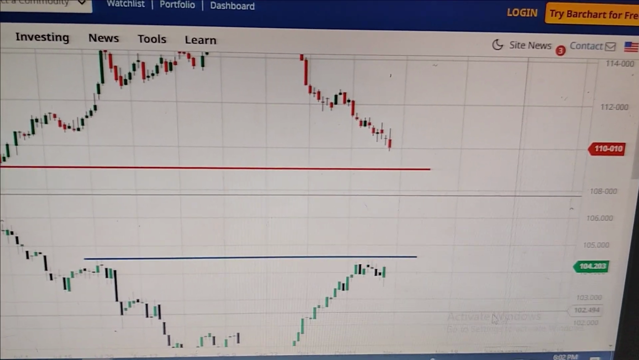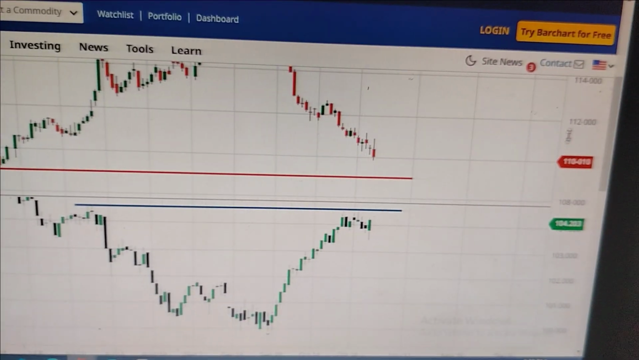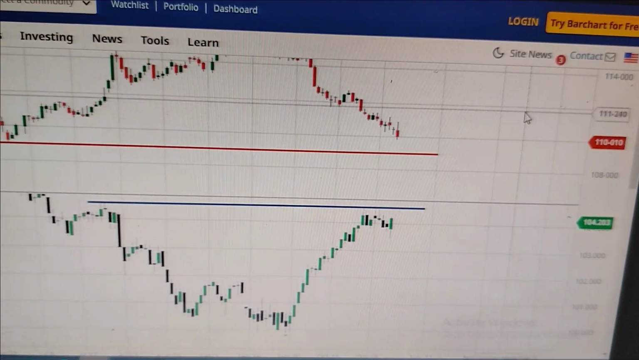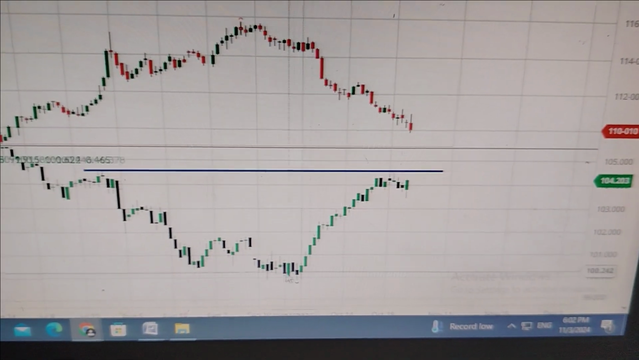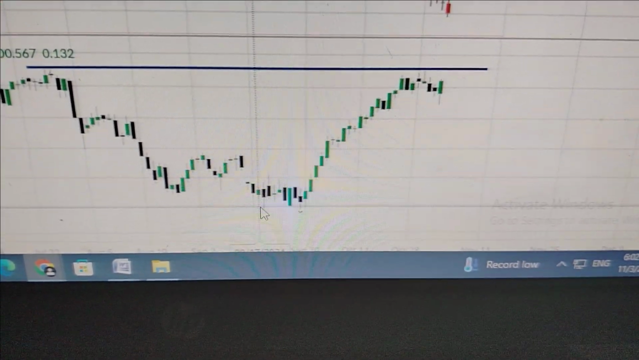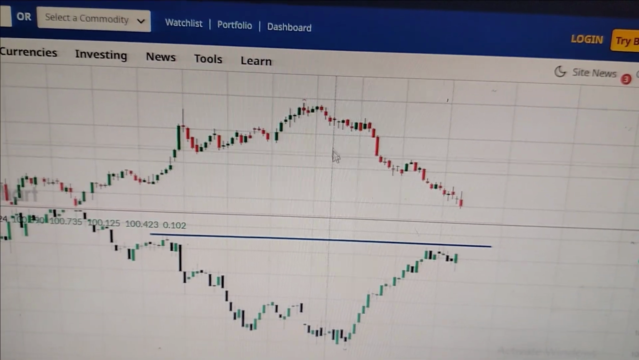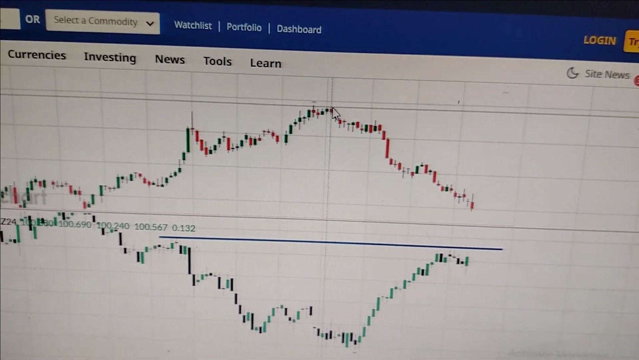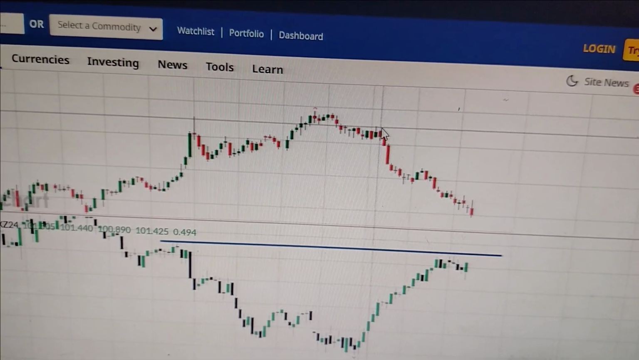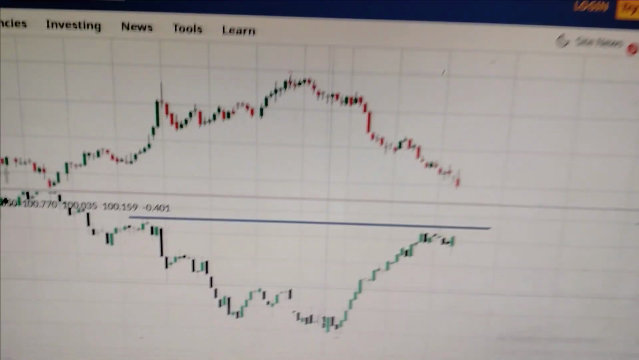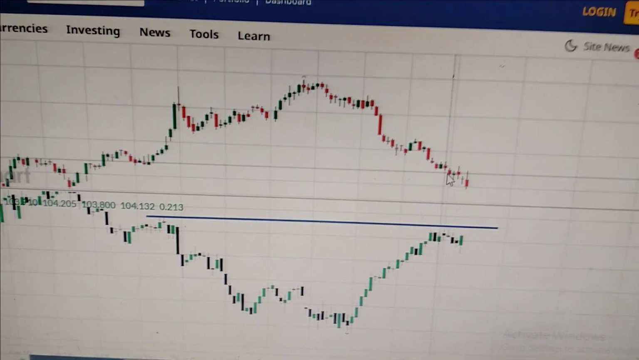Let us go back to history and try to see what I really mean by SMT. This region, as you can see, we created a lower low around this region, but here we never created a lower low. We never took out this. We created a higher low. See, this is an SMT. So the same thing we are having at this point.